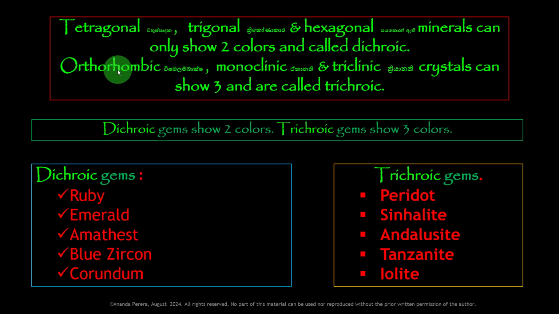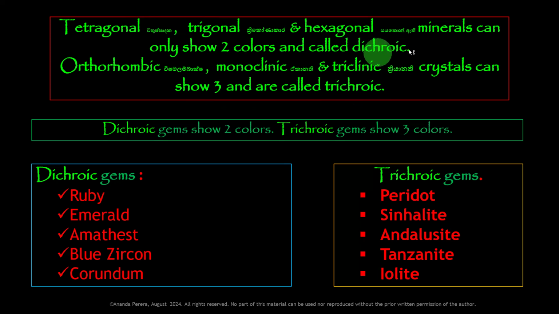Then another set we learned in the last lesson, lesson number 45: orthorhombic, monoclinic, and triclinic. Another 3. Altogether 6 were learned in the last lesson. Out of these 6, tetragonal, trigonal, and hexagonal minerals are called dichroic minerals and give 2 colors. Orthorhombic, monoclinic, and triclinic crystals can show 3 colors and are called trichroic.